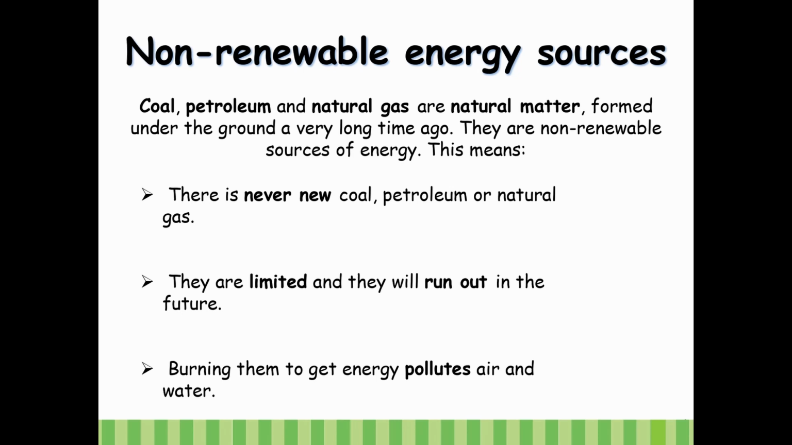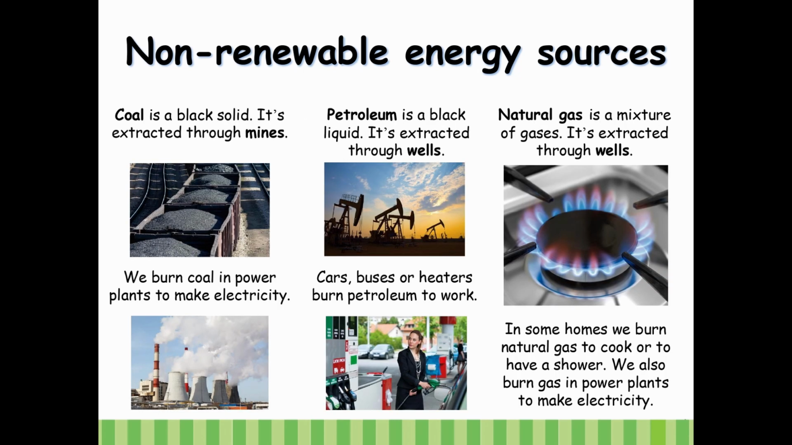Burning them to get energy pollutes air and water. Coal is black and solid. It's extracted through mines. We burn coal in power plants to make electricity. Petroleum is black and liquid. It's extracted through wells. Cars, buses, or heaters can burn petroleum to work.